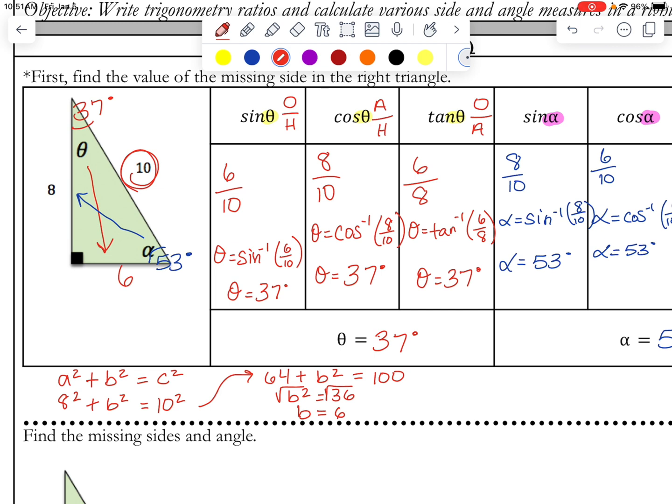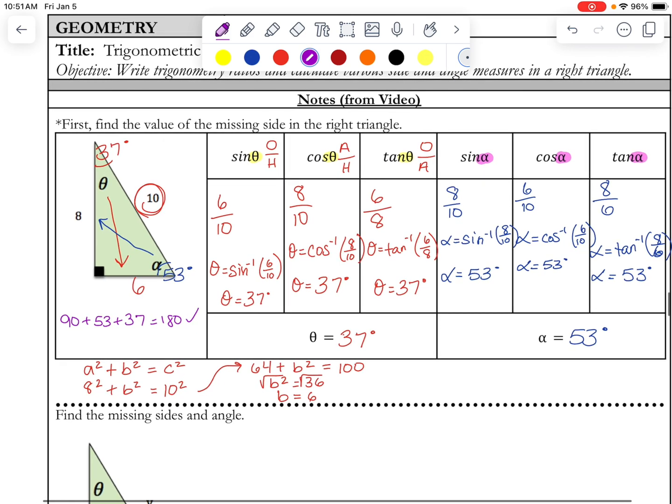Okay. Another good way you could check yourself, make sure you are correct, is if you add all your angles together, you should get 180. So if we added 90 plus 53 plus 37, that does equal 180. So that is a good way to check yourself to make sure you have gotten the correct angles.